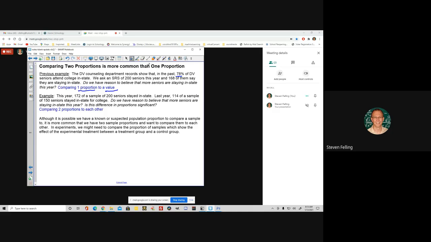Okay, but maybe we want to say this year, 172 of 200 seniors stayed in state, but last year 114 of 150 seniors that were sampled stayed in state. Do we have reason to believe that more are staying in state, or is this difference significant? Here we're comparing two separate samples to each other. Okay, that's a different thing, and the reason it's different is because the statistic is different, and how much that will vary is different because we have two sources of variation.